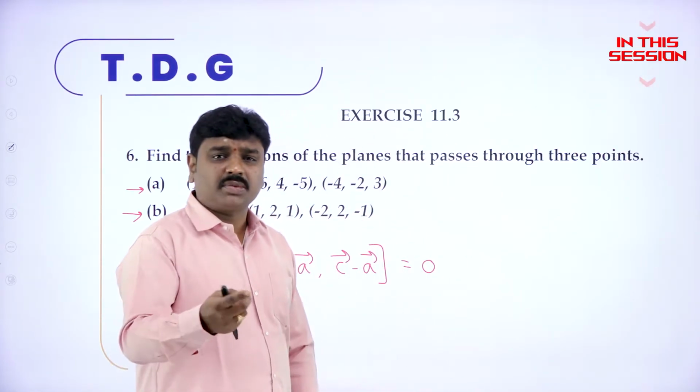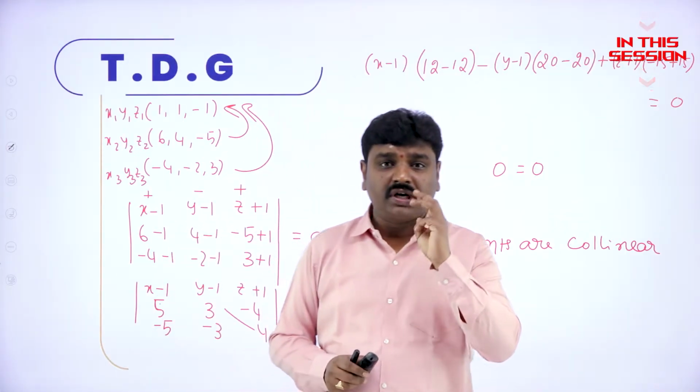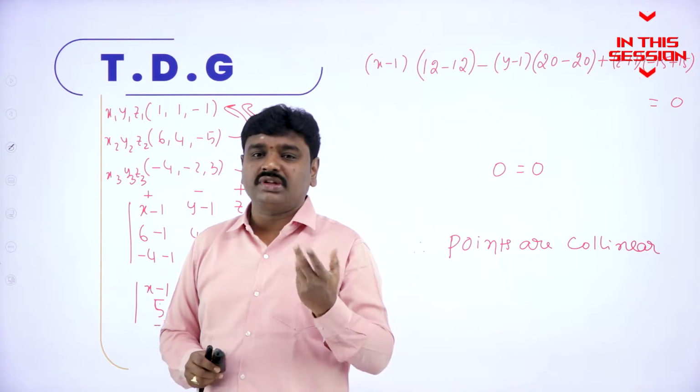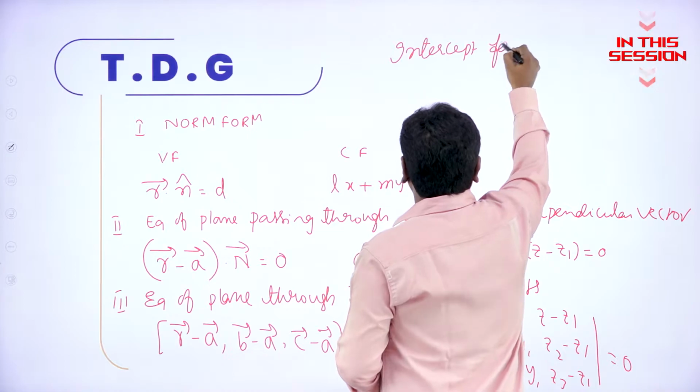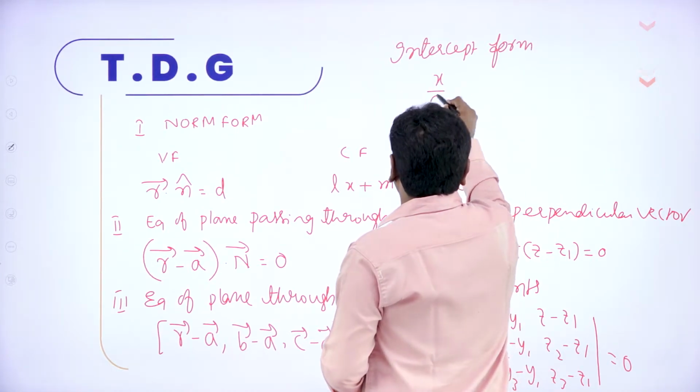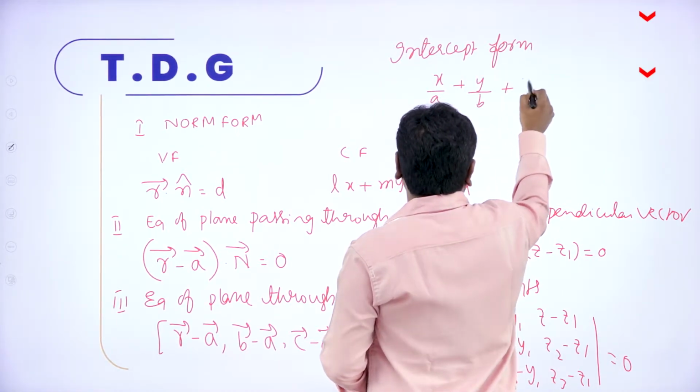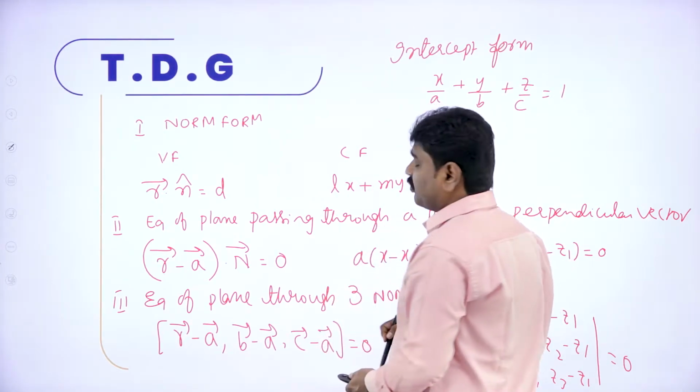Cartesian product, because scalar triple product or box product finally gives you a number. When I try to write the equation of plane through 3 non-collinear points, I am getting 0 in LHS, therefore the conclusion is the points are collinear. Also, one more question you can expect from PU board: x by a plus y by b plus z by c equal to 1. This is what is called the intercept form of plane.